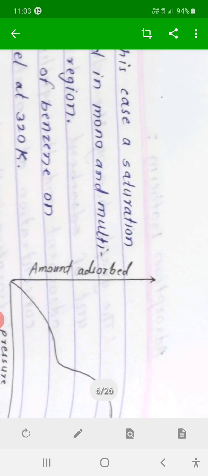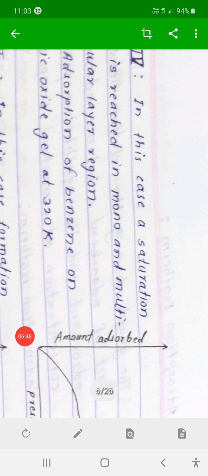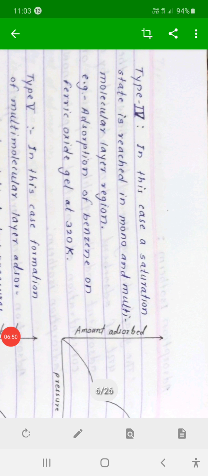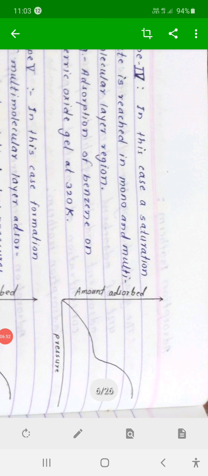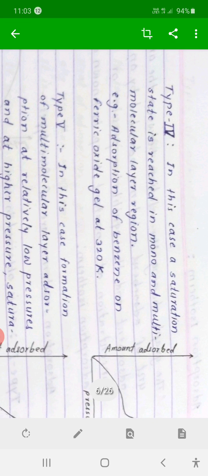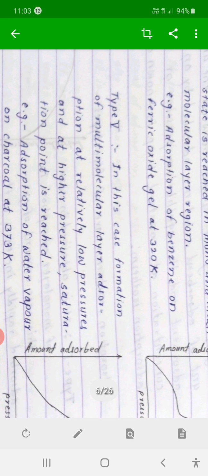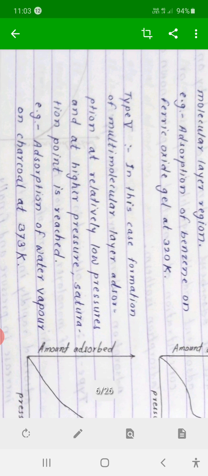above the first layer, that again becomes steady because of that multilayer formation completed. Such type of flat surfaces are there after formation of monolayer and multilayers also. For example of this type of adsorption is adsorption of benzene on ferric oxide at 320 Kelvin temperature.